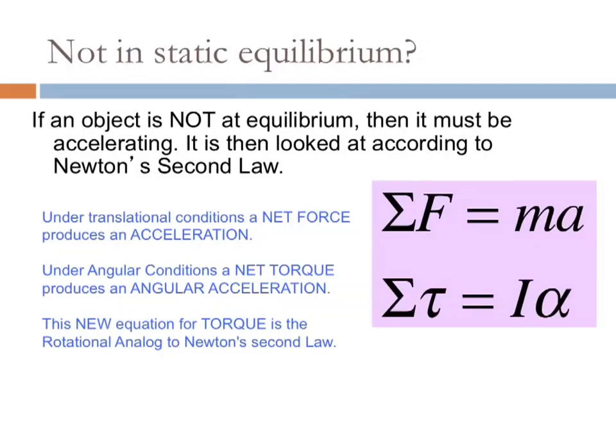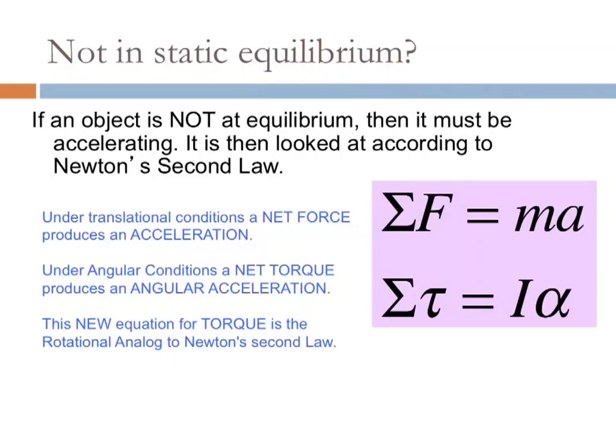Now, something we've been hinting at the entire time is that if torque is analogous to force, well then the sum of the force, which is equal to mass times the linear acceleration, is going to have a rotational component too. In this case, the sum of the torques is equal to moment of inertia times angular acceleration.